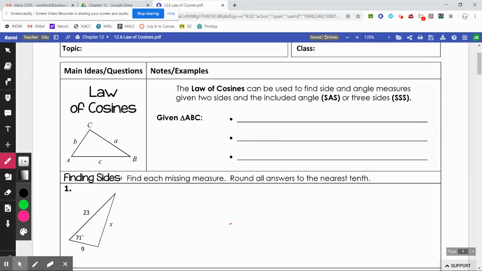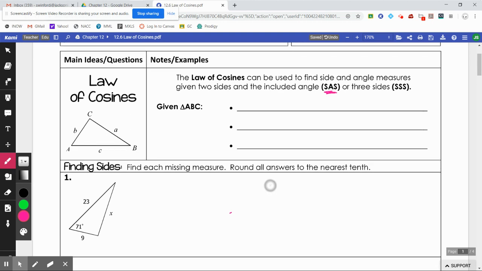It says the law of cosines can be used to find a side or an angle given two sides and the included angle, which would be a side-angle-side case. So if you have like a and b and maybe angle C, you can use it to find the other pieces. Or if you're given all three sides, a side-side-side case, you can use it in that scenario as well. Reminder that angle C and side C are always across from each other, the same as angle A and side A, and angle B and side B as well. So just make sure that you remember that.